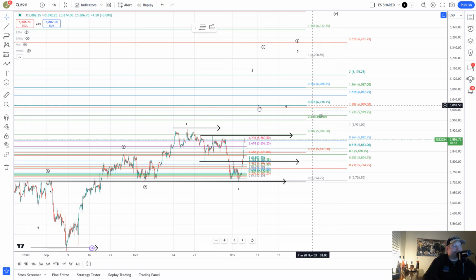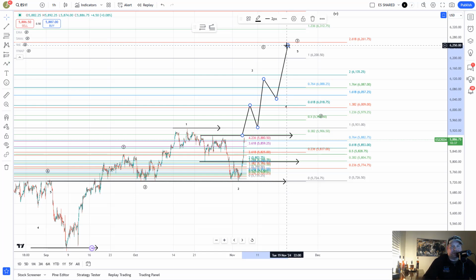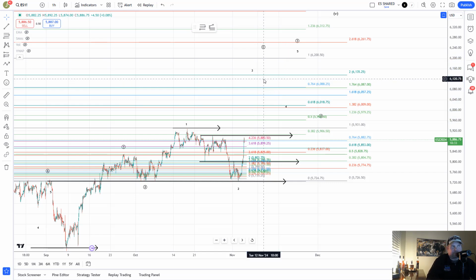Once we get to the 6,009 area, we'd look for a pullback. And then another push up towards the 6,135 area, one more pullback, and then a final push towards the 6,260 to 6,300 area. This is where we would look for the market to top. So we are looking for a continuation bullish breakout here from the bulls.